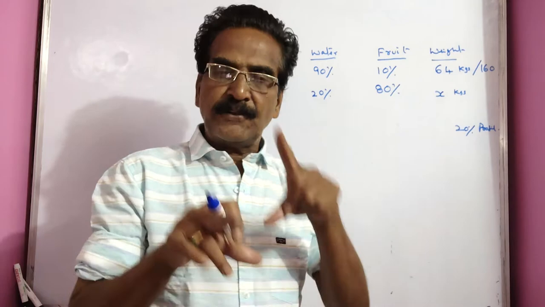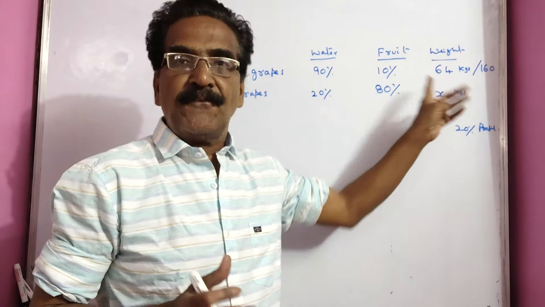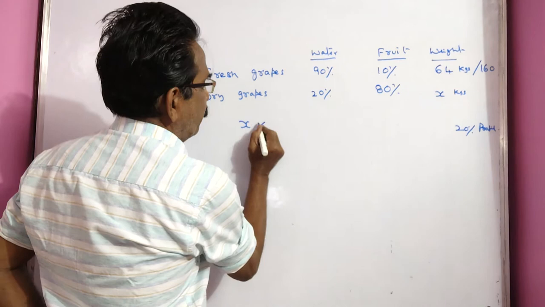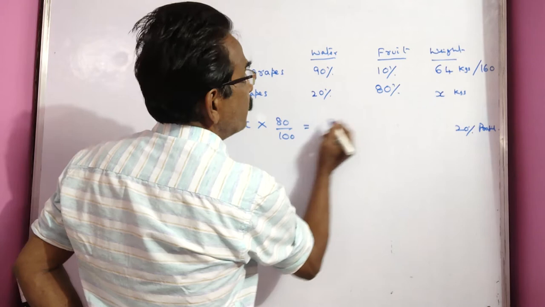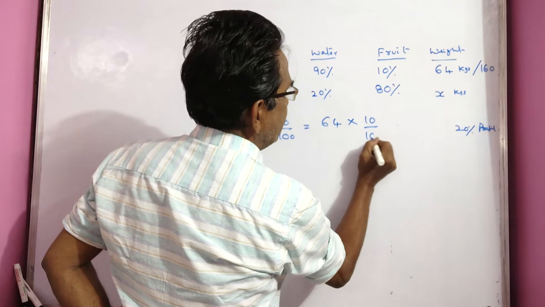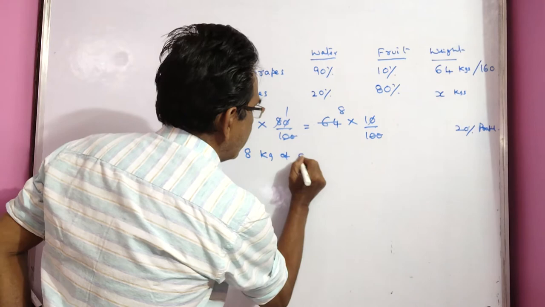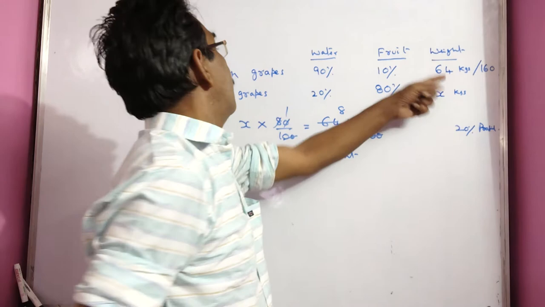First, let us see how many kgs of dry fruit can be obtained from 64 kgs of fresh fruit. So let us equate the fruit contents. See, x kgs of dry fruit contains 80% fruit. This is equal to 64 kgs of fresh fruit, which contains 10% fruit. 0, 0 cancel, 0, 0 cancel, 8 ones 8, 8. So we get 8 kgs of dry fruit from 64 kgs of fresh grapes.